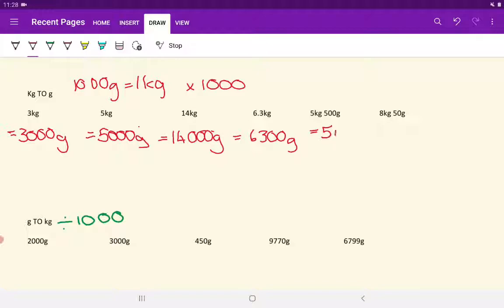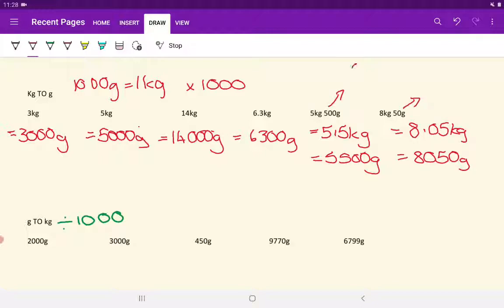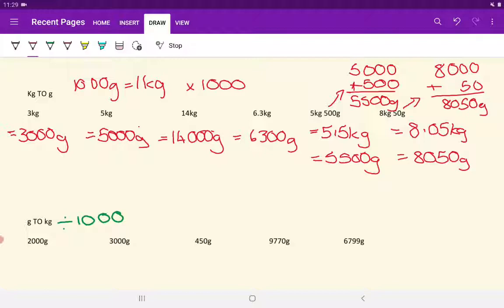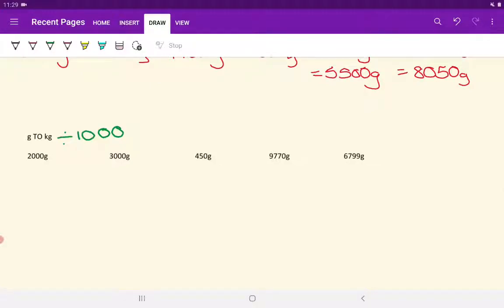5 kilograms, 500 grams is 5.5 kilograms. 8 kilograms, 50 grams is 8.05 kilograms. So, from there we can times both of those by 1,000 and get 5,500 and 8,050. Or, again, like we talked about before, guys, it might be easier to think about the 5 kilograms as 5,000 grams, and then add on the 500. I'm getting 5,500 grams. And the same with this one. 8 kilograms would be 8,000 grams. Add on the 50 grams, and we would get 8,050.